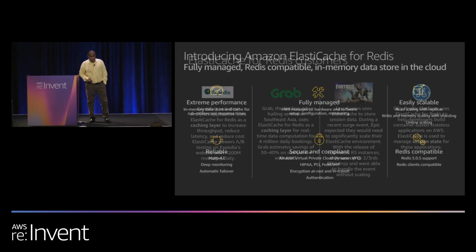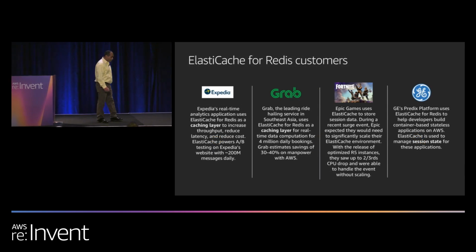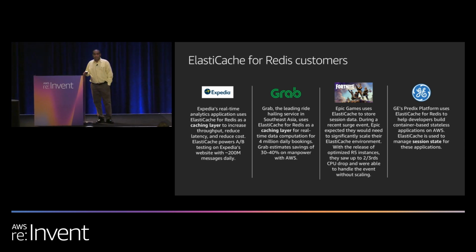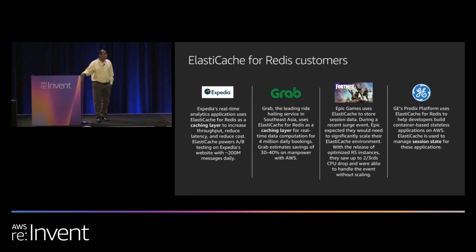A lot of our customers are very happy using ElastiCache, and we have some big customers to mention. Expedia, as you know, uses ElastiCache as a caching layer for their analytical workloads. We have Grab as well, which is a ride-hailing application. They use it as a caching layer as well for their data computation in real time when people schedule their service.